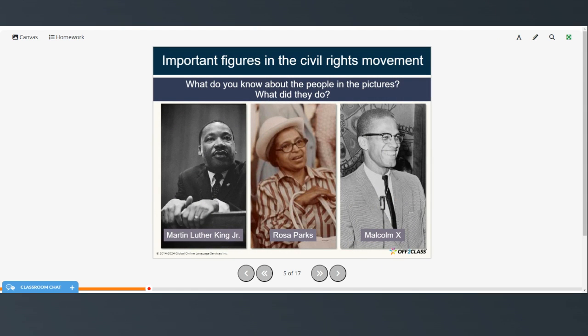So what do you know about the people in these pictures, and what did they do? So you have Martin Luther King Jr., Rosa Parks, and Malcolm X. They were all important figures in the civil rights movement. So we'll learn a little more about each of them.